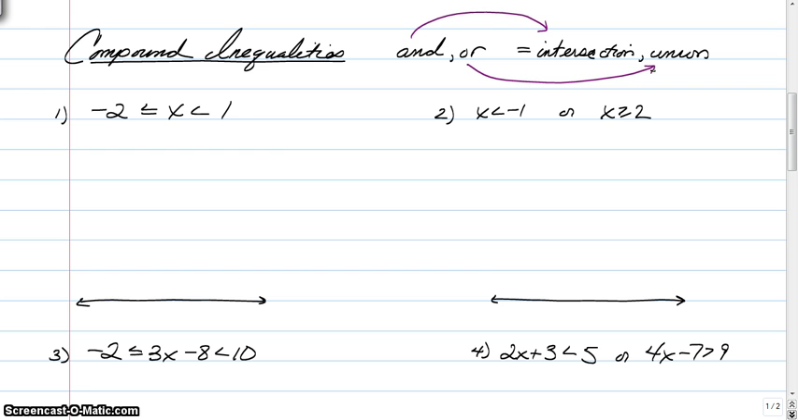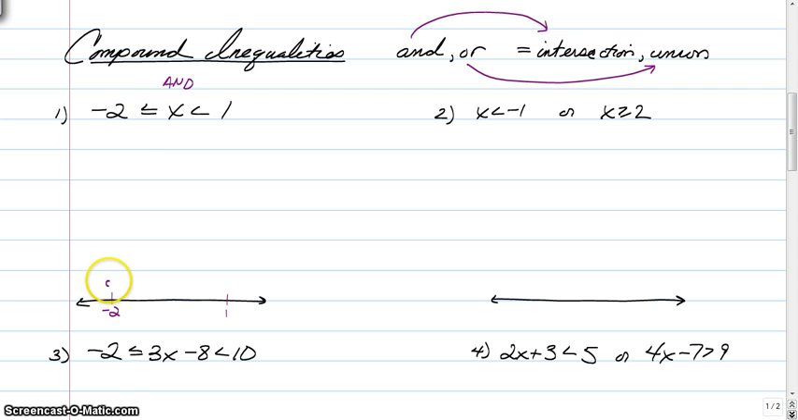So the first one is simple, it's already solved for you. The only thing we have to do is graph -2 is less than or equal to x, which is less than 1. This is called a compound statement, and this is going to represent an and statement. So for this, all we really need to do is put our -2 and 1. Be careful to place them in the correct order. And so here's what I was talking about. We have x is greater than or equal to -2.